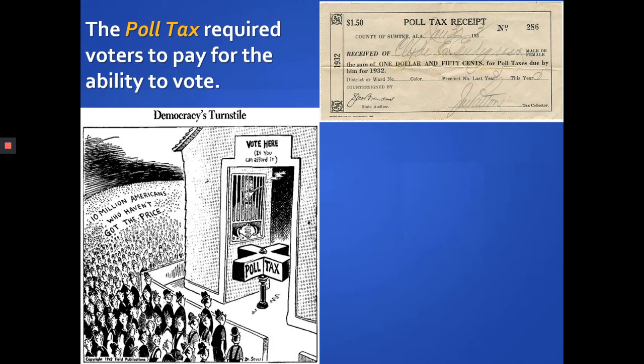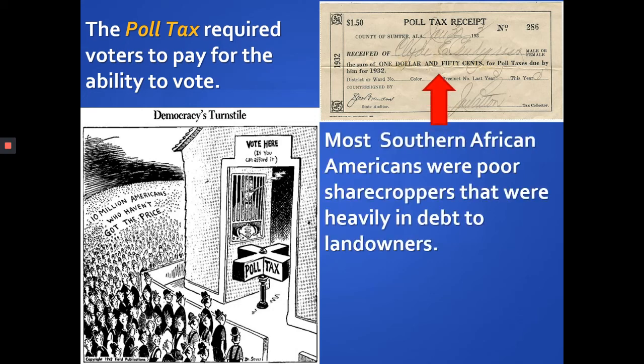Another way that we talk about excluding people from voting is through the poll tax. Poll tax required voters to pay for the ability to vote. And this is something that we actually see now, currently. There are debates about whether or not different programs actually constitute poll taxes, like having to pay off fines to the city before you're allowed to vote. A poll tax just means that you have to pay a certain amount of money to be able to vote. So most Southern African Americans were poor sharecroppers, which means that they were farmers that were putting a lot of their money towards the land, and they were in debt to the people who actually owned the land.